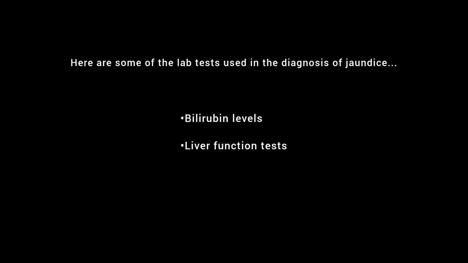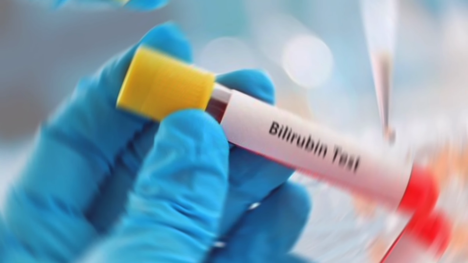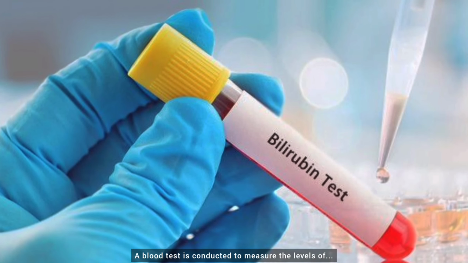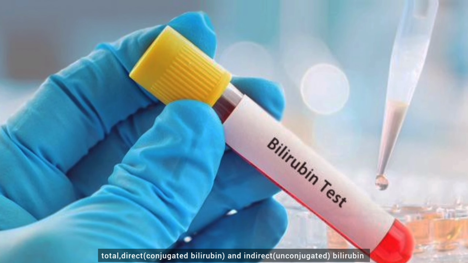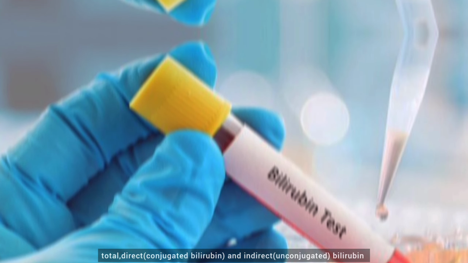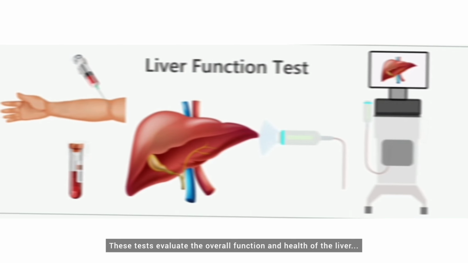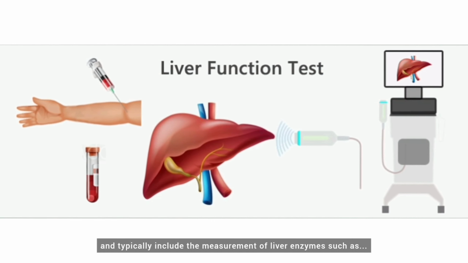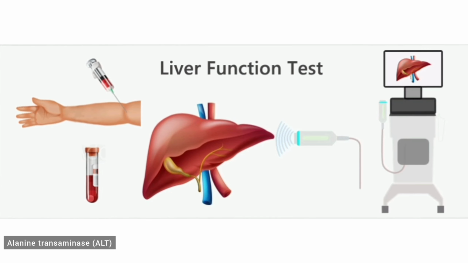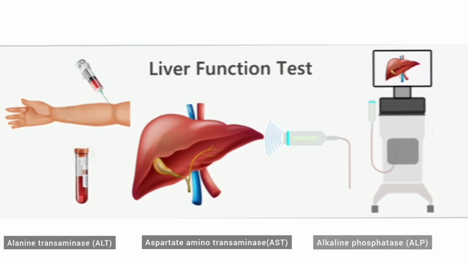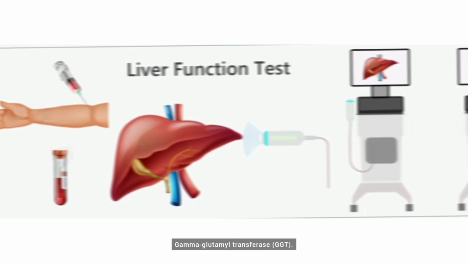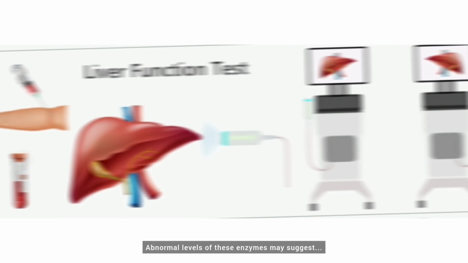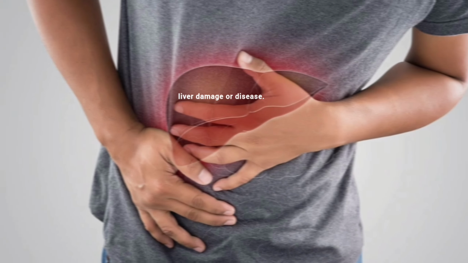Here are some of the lab tests used in the diagnosis of jaundice. Bilirubin levels: a blood test is conducted to measure the levels of total, direct and indirect bilirubin. Then liver function tests. These tests evaluate the overall function and health of the liver and typically include the measurement of liver enzymes such as ALT, AST, ALP and gamma-glutamyl transferase. Abnormal levels of these enzymes may suggest liver damage or disease.